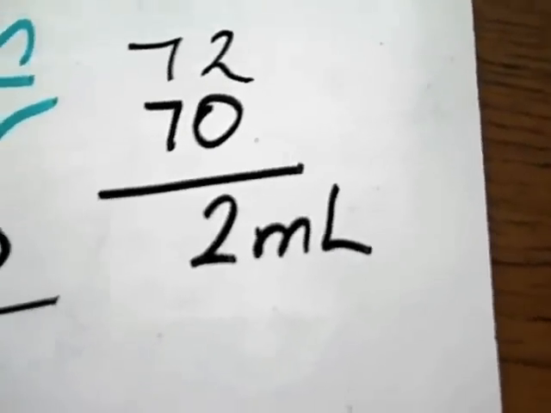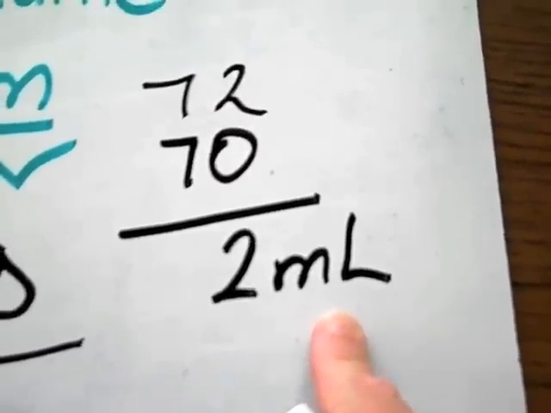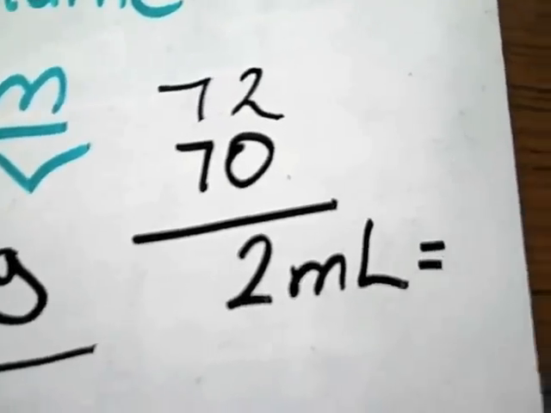Now I learned from my notes earlier that 1 milliliter of water is the same as 1 cubic centimeter for volume.